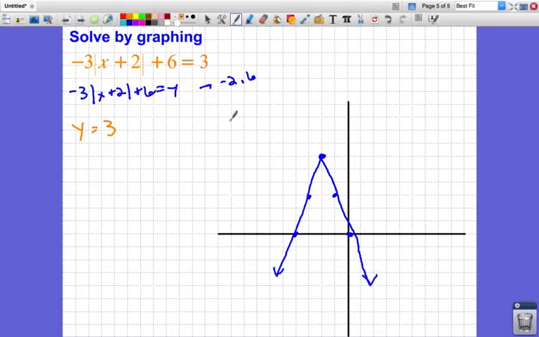Ooh, that was a terrible line. All right, let's try that one more time. That was not good. That one was not much better, but it'll work.